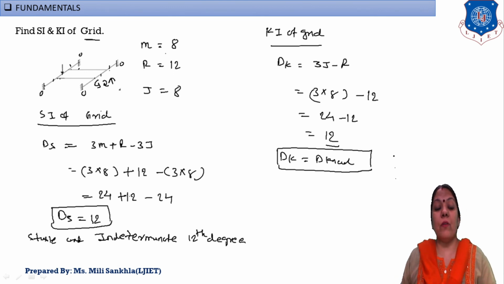Now here we stop. We have completed SI and KI of beam, frame, truss and grid. Now in the next session we start with analysis of frame, and in analysis of frame we start first of all with support reactions, and then we draw the SF, BM and axial force diagrams. Simply, you should revise again how to find support reactions. Just now we stop here.